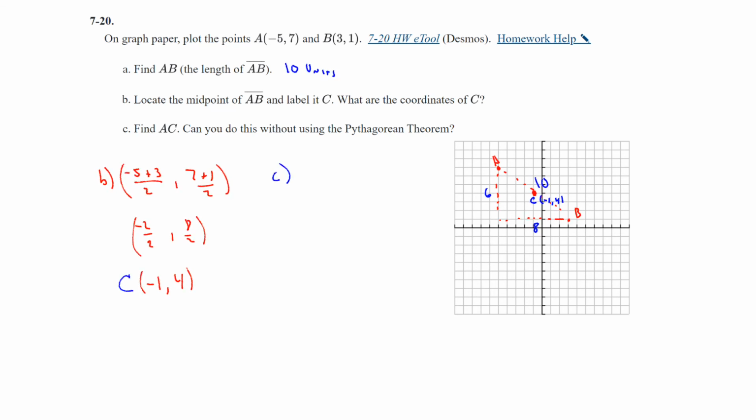And then on part C it says find AC. So now we want to find this distance for AC. But if it's the midpoint, as we just located here, then it should be 5 units. Can you do this without using the Pythagorean theorem? Absolutely. Because if it's the midpoint, then once again, this should represent 5 units. This right here is 3, 4, so it will be a special right triangle, but because it is the midpoint, we do know it's half of that. So once again, either way is fine, but it would be 5 units.